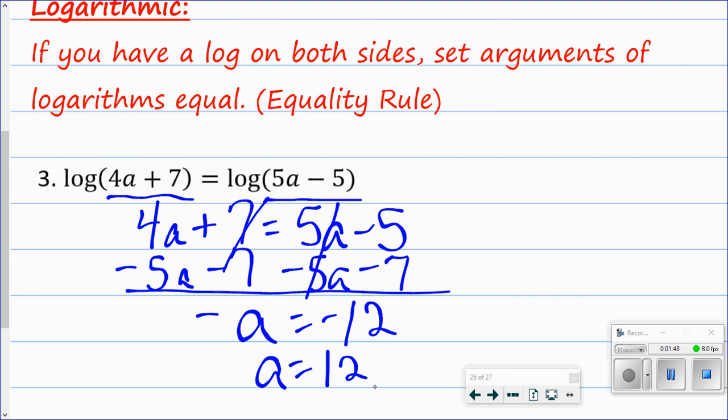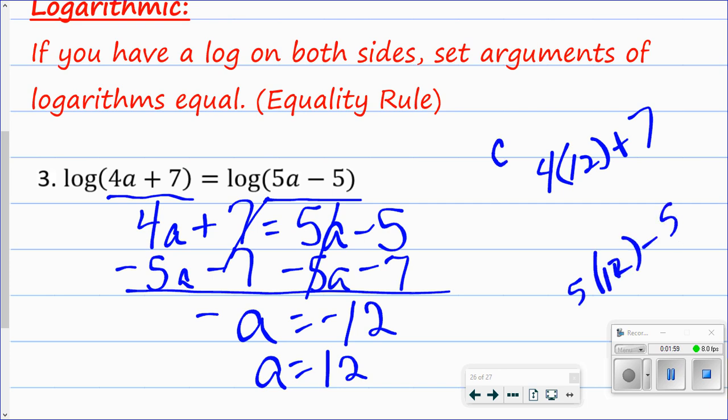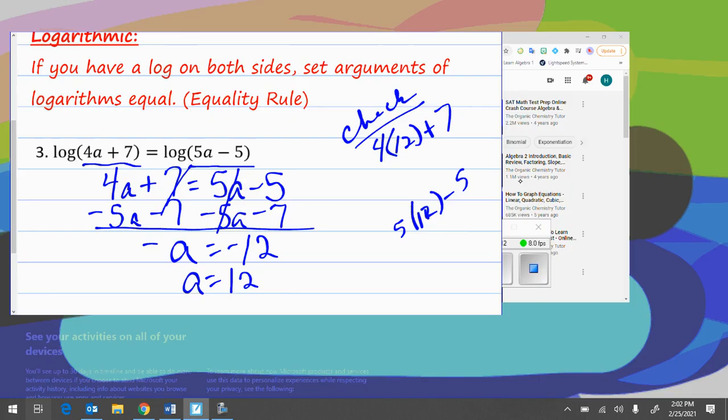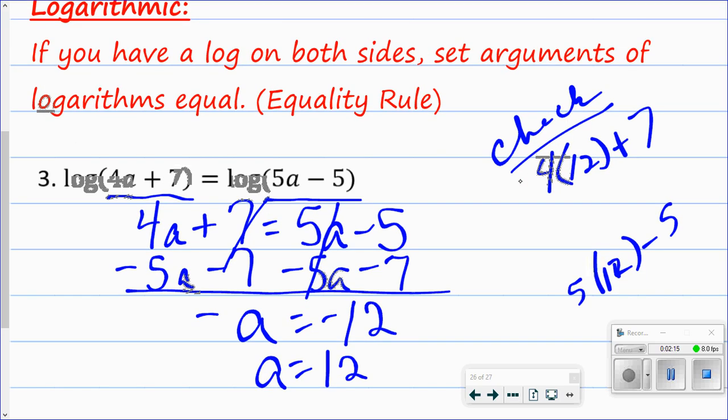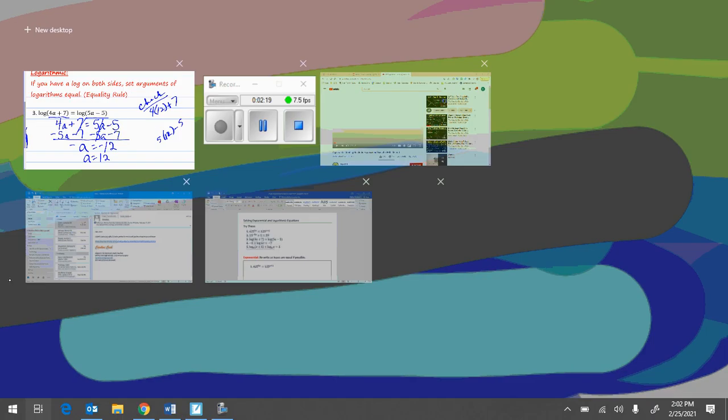Now again, I need to check. I need to do 4 times 12 plus 7. That's obviously going to be positive. And 5 times 12 minus 5, that's going to be positive. So I'm good on the extraneous. Those are both going to be positive, so I'm okay with that. In fact, they should be equal, right? Now, if we don't have a logarithm on both sides, then we're going to have to use a different method because our equality rule only works if I have a logarithm on both sides.